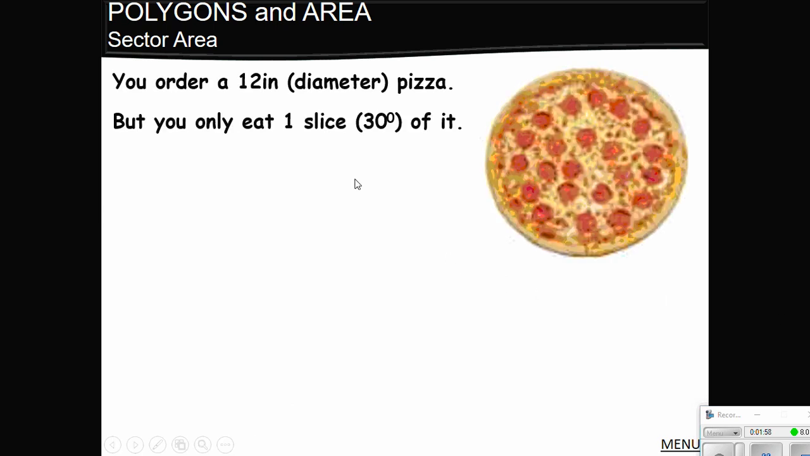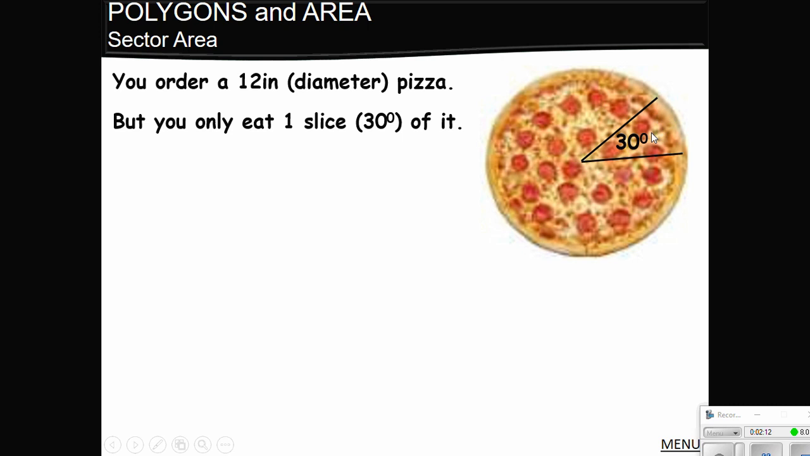So when we're talking about pizza, we're usually talking about circles, and that's the focus here. So we'll be talking about a circle, and we're only going to take a certain fraction of the circle. But instead of giving a fraction, we're going to give the measure of the angle. So if we got this whole pizza, but we're only going to care about 30 degrees of it, we want to know what is the area of just this slice of the pizza.